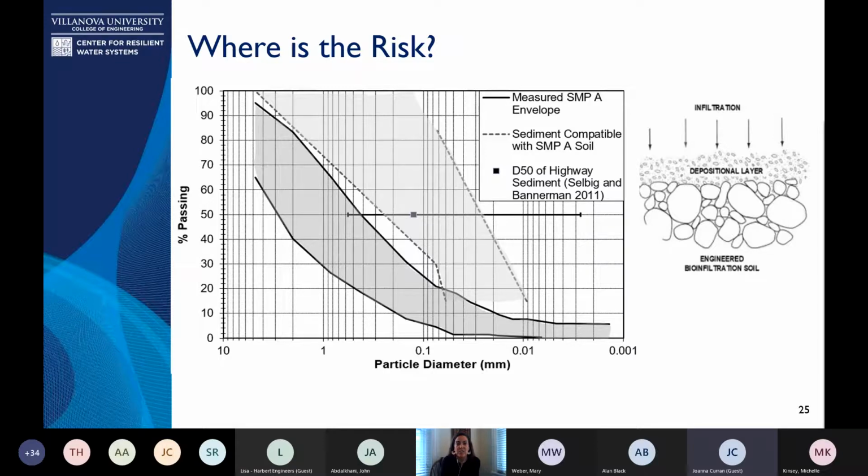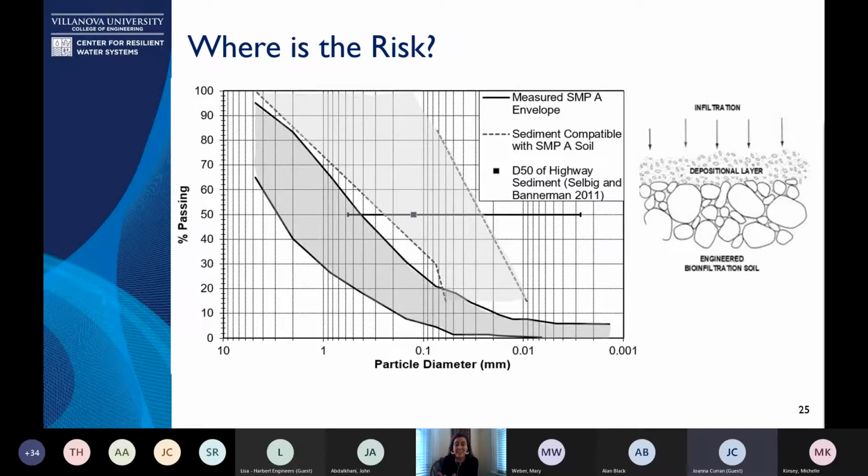So the solid line here shows the measured SMP soil media for SMP-A. And then we have, based on the criteria for mine tailings dams, the envelope of compatible soil for that same SMP. And then we have a line here showing the D50 of highway sediments according to a paper by Selbig and Bannerman. And of course, these highway sediments are going to vary, but you can see, depending on what your D50 is and what the distribution of that D50 is, you're likely within a compatible range for that soil.